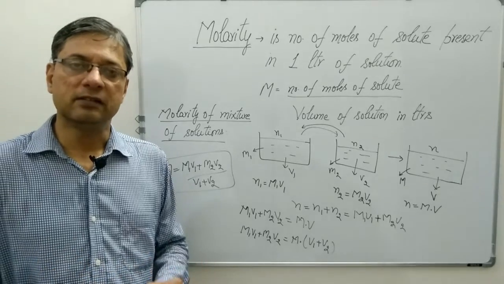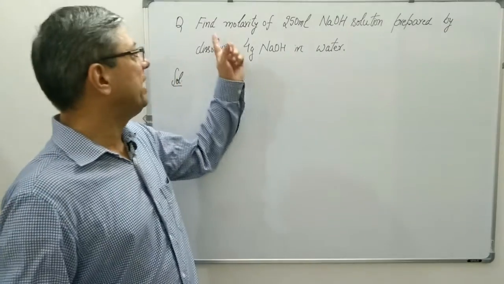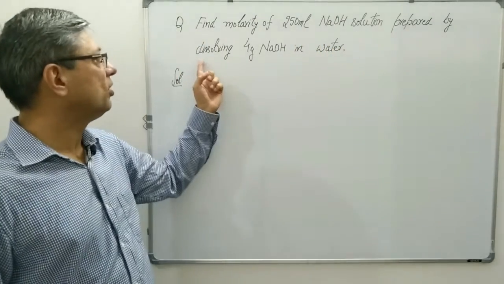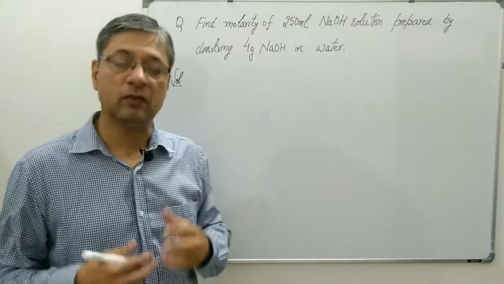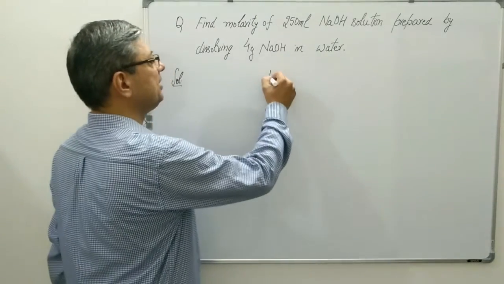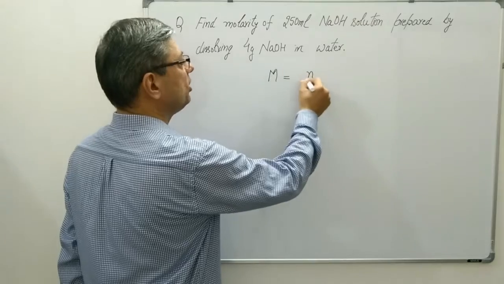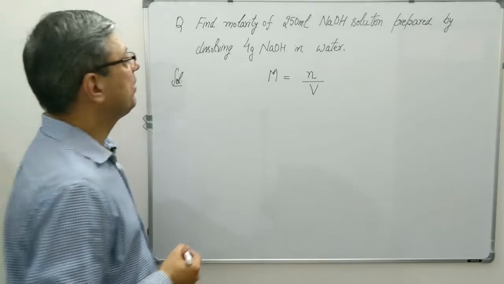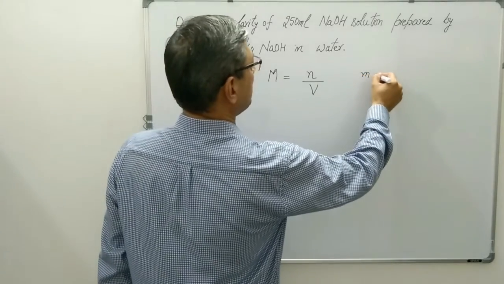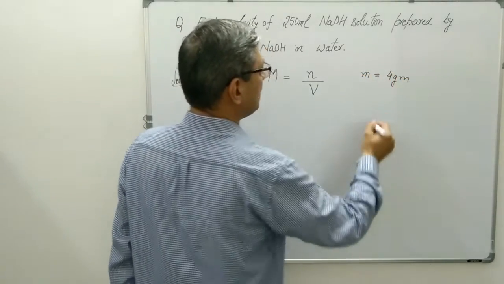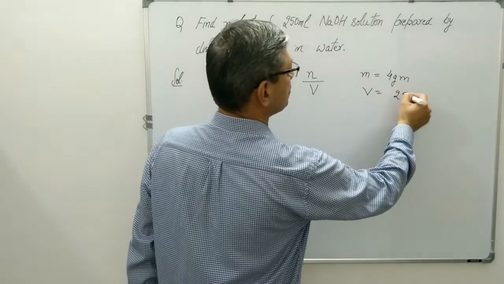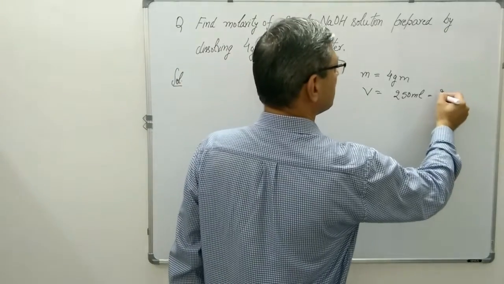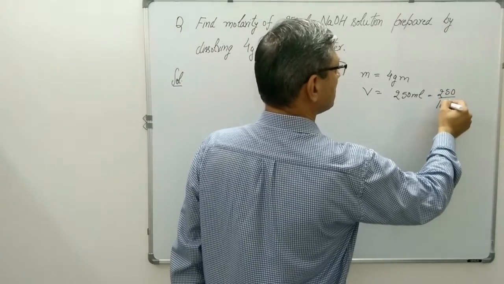Let us try some numericals on molarity. Question is, find the molarity of 250 ml NaOH solution prepared by dissolving 4 grams NaOH in water. We have to find molarity M. And the molarity formula we know, number of moles of solute upon volume of solution in liters. What have we been given? We are given the mass of NaOH, that is 4 grams. We are also given the volume of solution, that is 250 ml. Since here we have to take volume in liters, we convert it into liters, 250 upon 1000 liters.